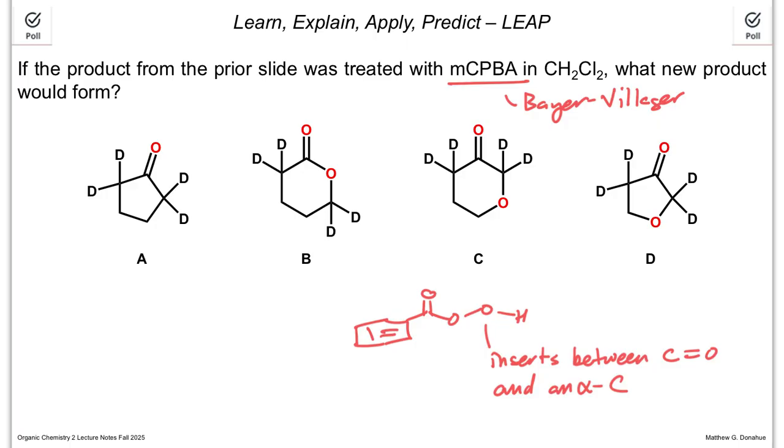And so the answer for this would be B, because that's the ester. Both C and D are wrong because the oxygen's in the wrong place. And then A was basically our starting material.